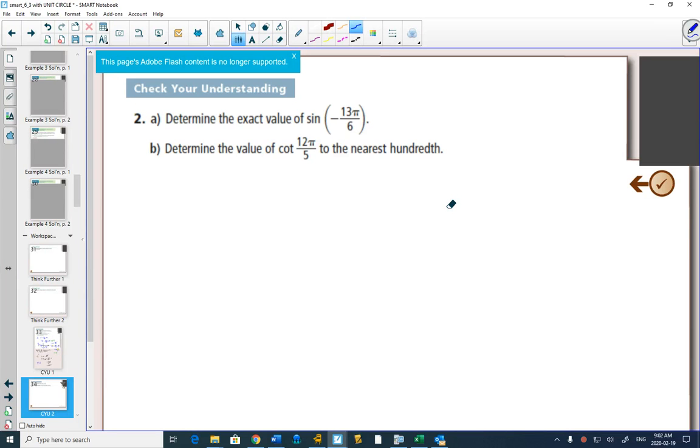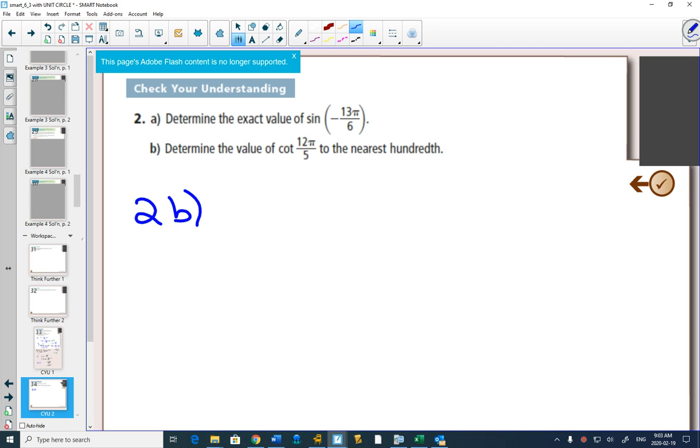So we're going to just do part 2B right now. You know how we had skipped a question A earlier? We're going to skip another question A until after we've done our unit circles completely. So for 2B, it says, determine the value of cotangent 12 pi over 5 to the nearest hundredth.